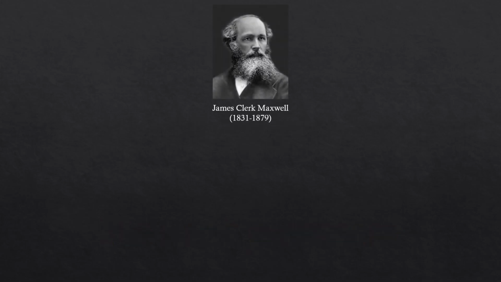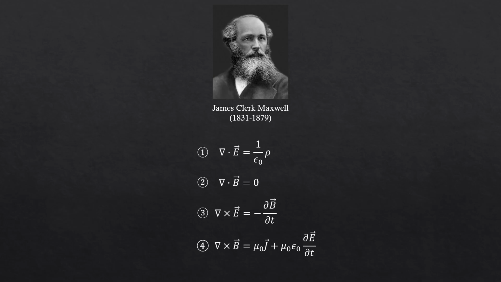James Clerk Maxwell, a Scottish physicist, came up with 4 distinct equations that basically served as the starting point in laying the foundation of electromagnetism. In this video, I'm going to focus only on the first equation.